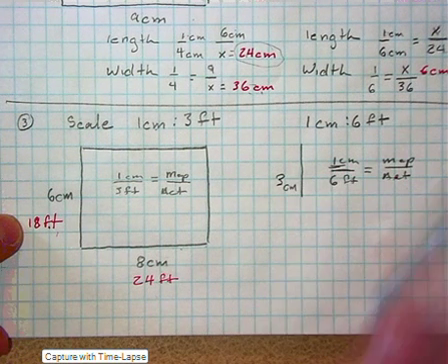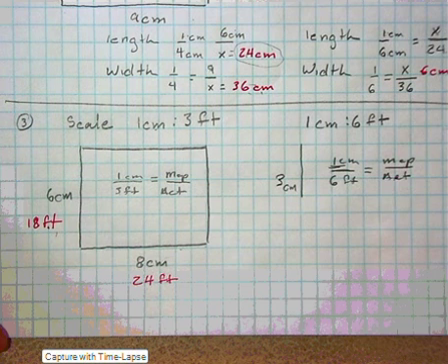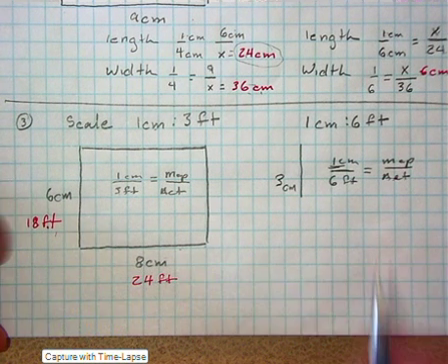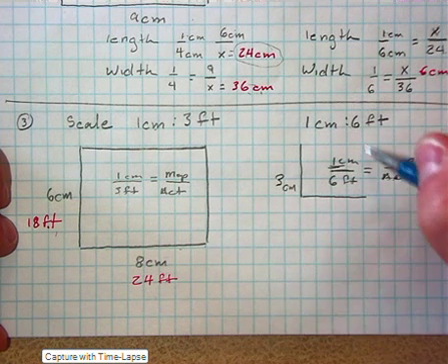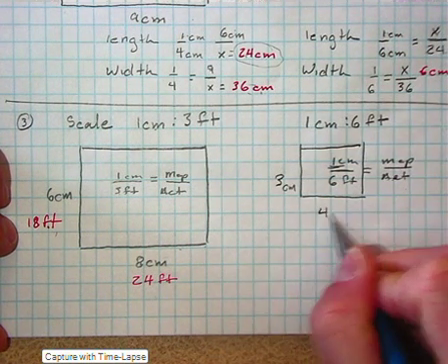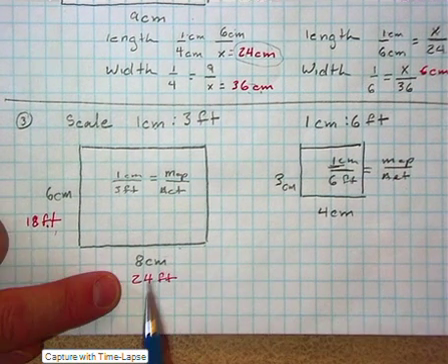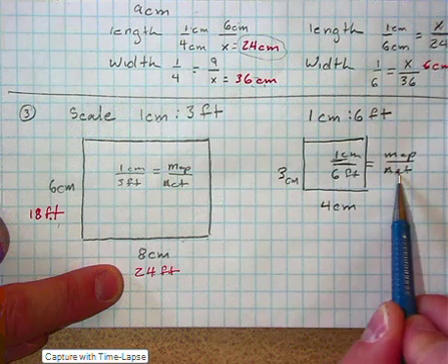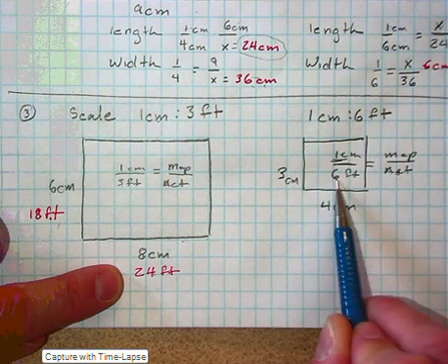And what will be the width of our new drawing? Bronwyn? 4. 1, 2, 3, 4. It is quite a bit smaller. And we got that by taking the actual distance. 1 times 24 divided by 6 gave us 4.